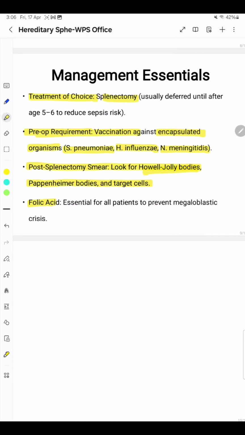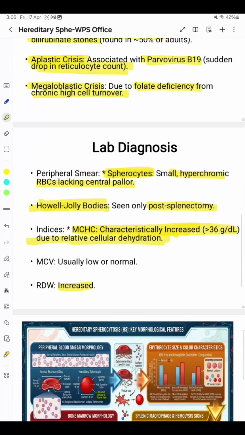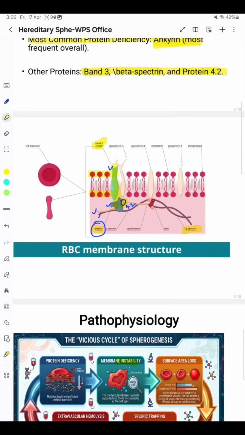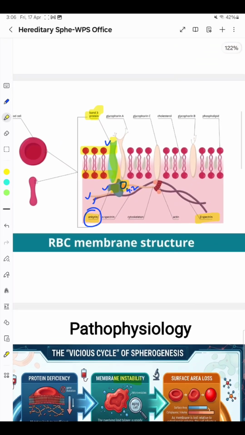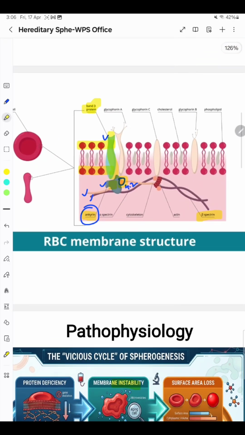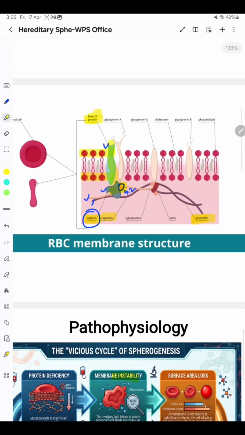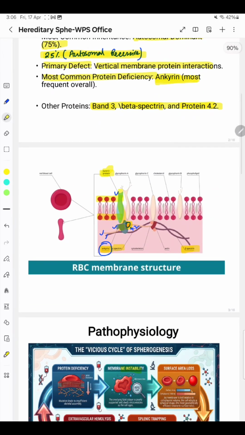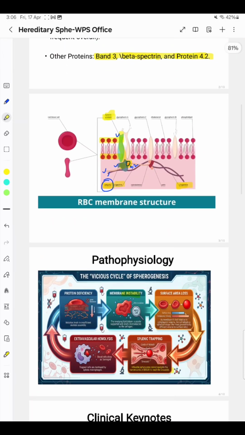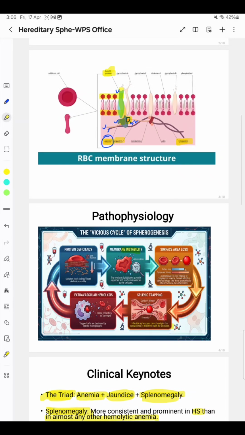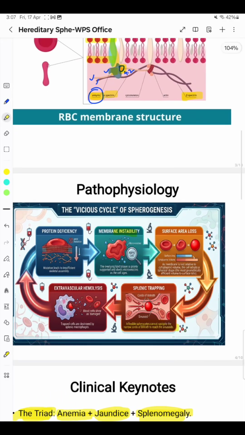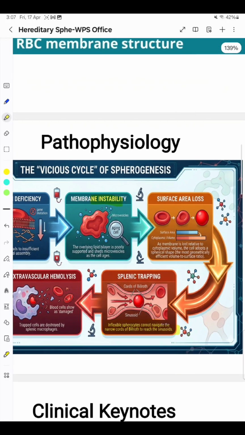So this is all about hereditary spherocytosis. The important thing is the defect in the RBC membrane skeletal proteins like ankyrin, band 3, spectrin and protein 4.2, which ultimately results in RBC membrane instability. As the cell ages, the RBC membrane is lost and the cell assumes the shape of a spherocyte, which is geometrically efficient for volume to surface ratio.